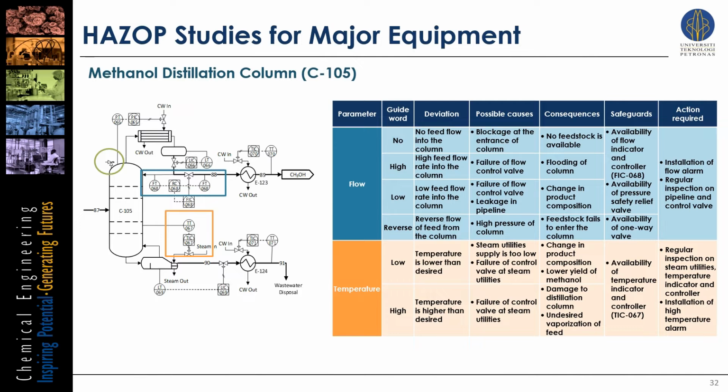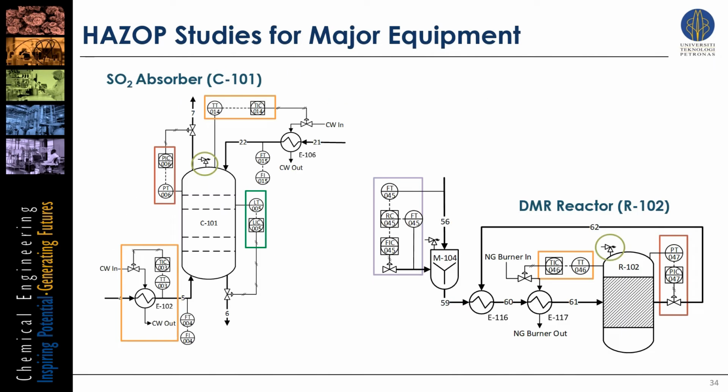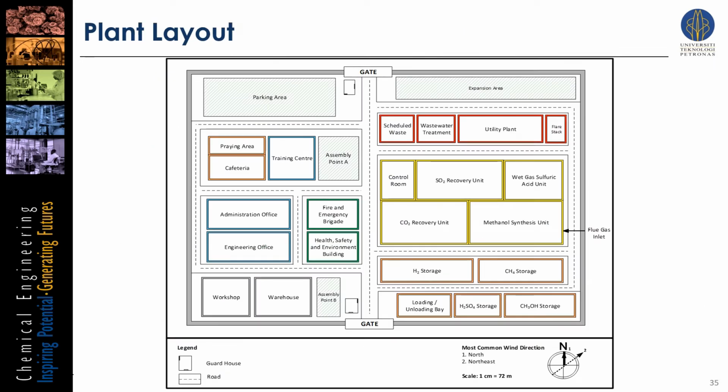One example of HAZOP study for methanol distillation column is shown here, where we study on different parameters such as flow, temperature, pressure, and level. The other equipment are studied accordingly based on the same parameters. Now let's have a look on plant layout.